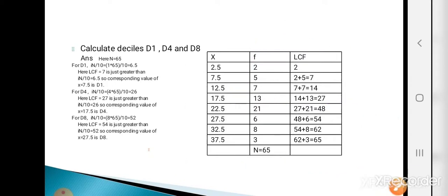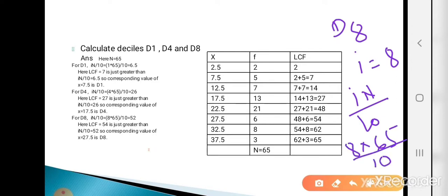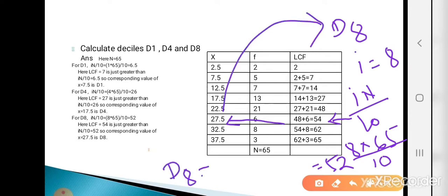Now the last, D8. For calculating the value of D8, put i equal to 8. So iN divided by 10. So i is 8 and N is 65, divided by 10. So the value is 52. Now see which LCF value is just greater than 52. Here the LCF value 54 is just greater than 52. So the corresponding value of x is the 8th decile. So D8 is equal to 27.5. So this is the method of calculating the deciles value in the grouped case.